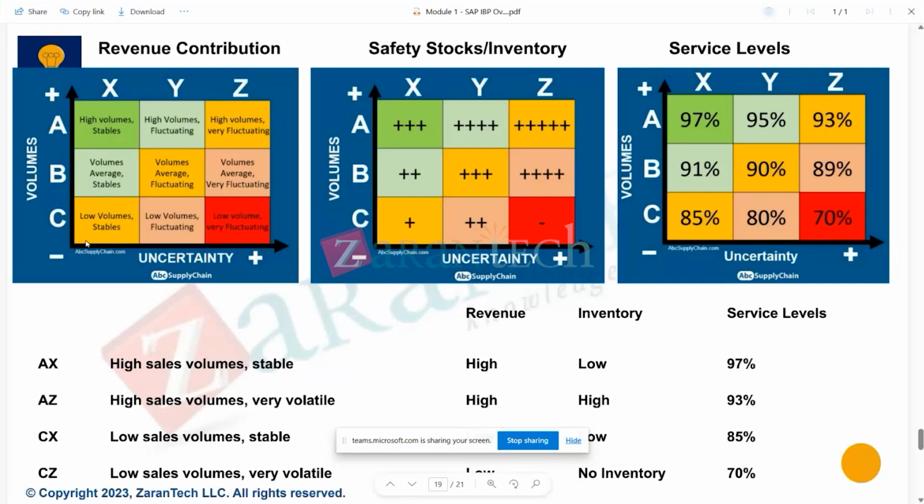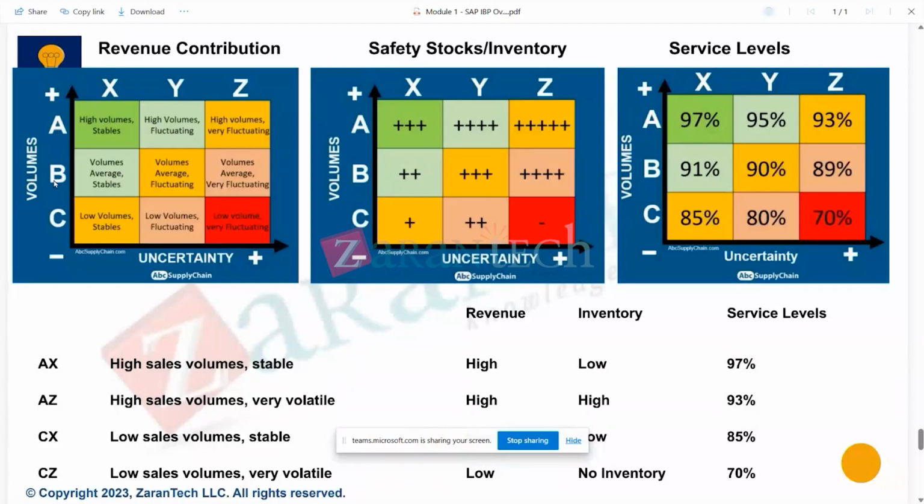Now in this table you identify the 9 box. This particular analysis is called 9 box segmentation. If you only check the volumes or the value part, and you don't check the variability or uncertainty in the demand, then it is called ABC analysis. So earlier, manufacturing or any other organization would only do the ABC analysis just to check the volumes and the value as to who are the major contributors to our business.